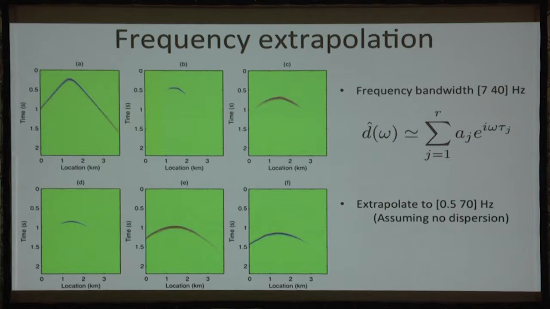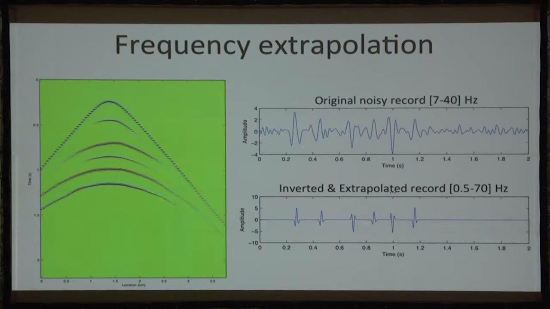So we extrapolate 2.5 to 7 hertz, and this is the result. What you observe is that the waveform has been tightened up, but the arrival time is unchanged. Comparing the original noisy record with the inverted and extrapolated record, you can see the same thing. The waveform is much more compact, but the arrival time is the same.